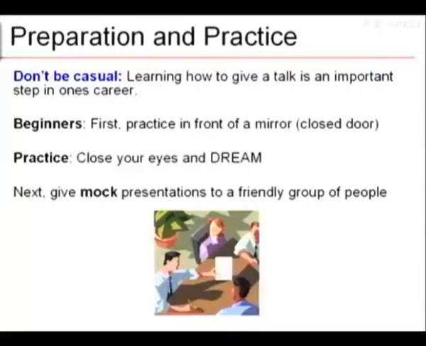If you are feeling nervous, this does not apply to all. Many people are not nervous about giving a presentation, so this recommendation is not for them. But if you ever feel nervous, it's a good idea to go in front of the mirror. Most homes will have a full tall mirror, and you can present in front of that first. Then practice with your eyes closed and dream about your presentation.